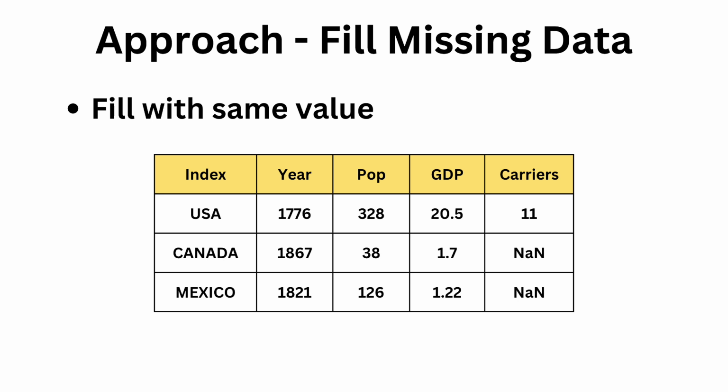So, for example, what if we are filling in missing data where we want to fill with the same value? So here I have a situation for my data set where I have different countries, the year, the population, GDP, and now this other column here is called carriers, and it stands for how many aircraft carriers are present in the country's navy. And in this particular case, what happened is Canada and Mexico don't have any aircraft carriers in their navy for this particular data set.